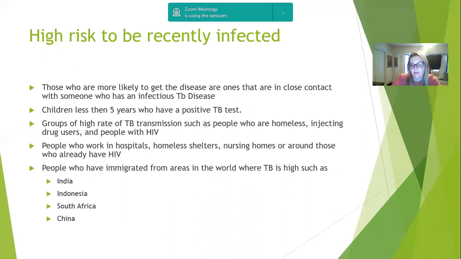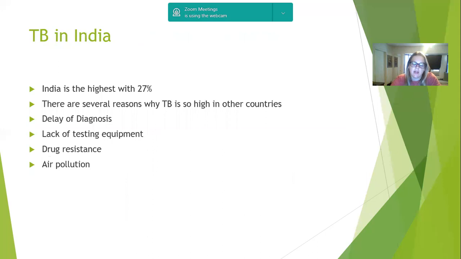The top 4 places where TB is the highest are India, Indonesia, South Africa, and China. Out of those 4 places, TB is highest in India. India is the highest with 27%. There are several reasons why TB is so high in other countries in comparison to the United States. Delay of diagnosis is one of the reasons. Also, the lack of testing equipment, drug resistance, and I found out that air pollution has a lot to do with why those rates are so high in other countries.